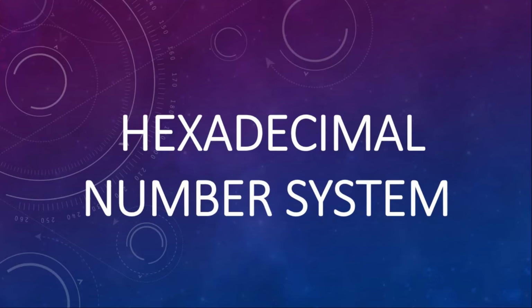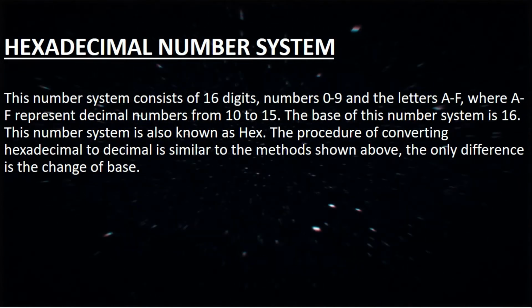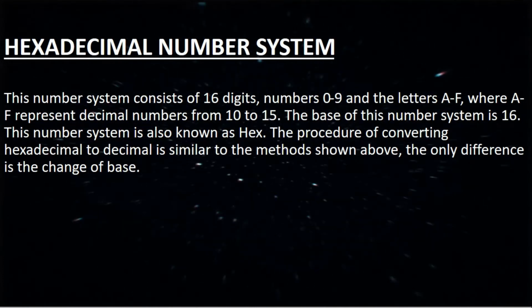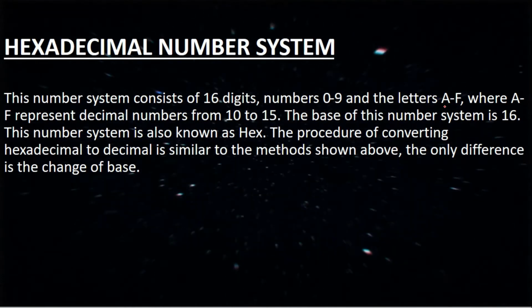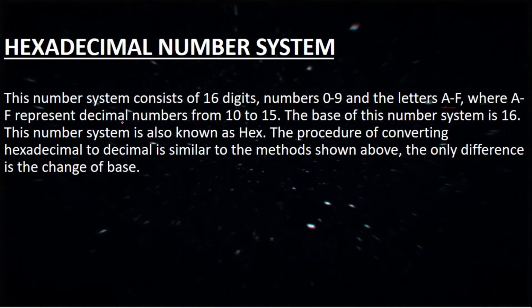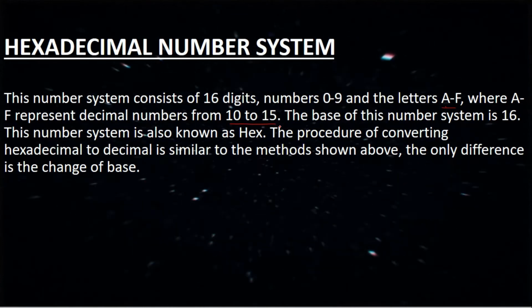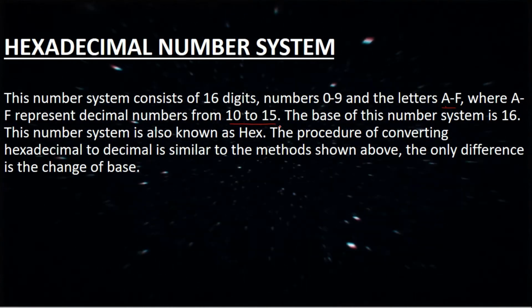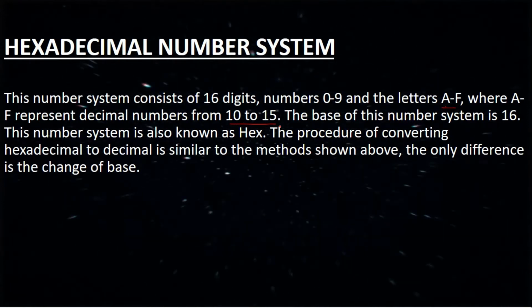Hello everyone, this is the topic number system and in this video we are learning the hexadecimal number system. This number system consists of 16 digits: numbers from 0 to 9 and letters A to F, where A to F represent decimal numbers from 10 to 15. The base of this number system is 16. This number system is also known as hex.